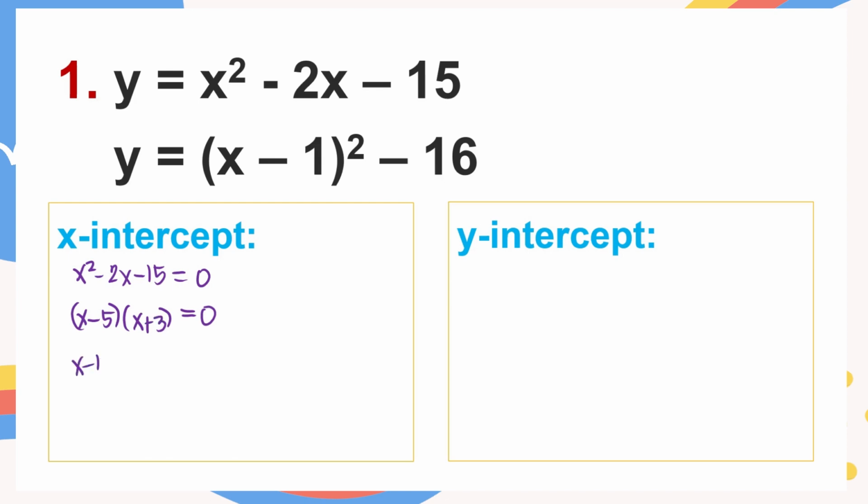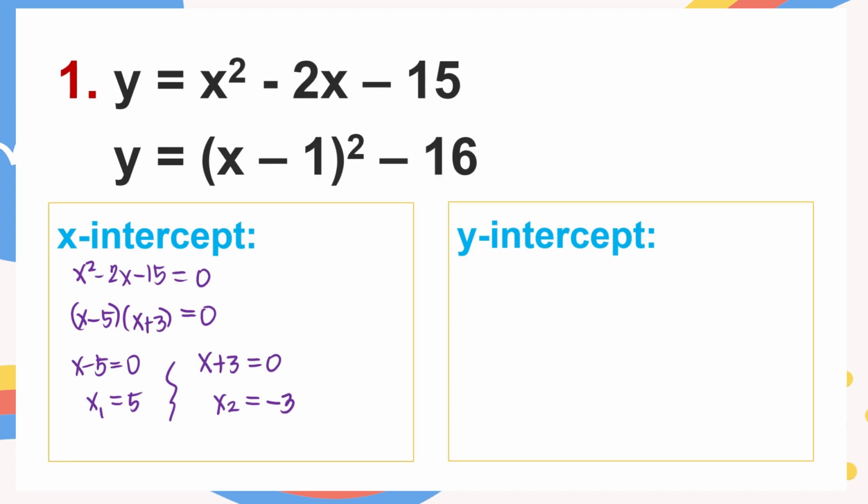So x minus 5 is equal to 0. So x sub 1 is equal to 5. And x plus 3 is equal to 0. So x sub 2 is equal to negative 3. These are now the x-intercepts or the zeros of the parabola. And you can also use completing the square method, quadratic formula, or extracting the square root.